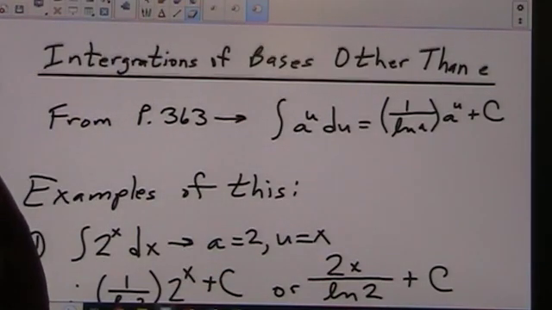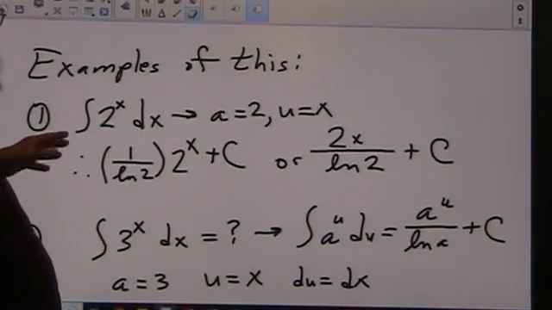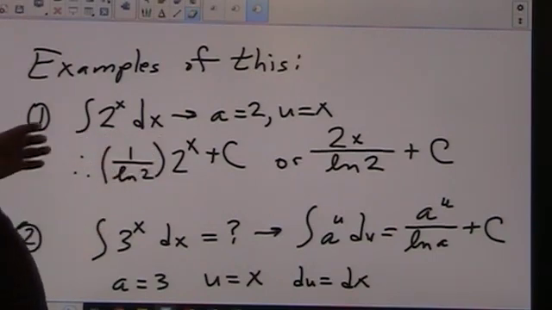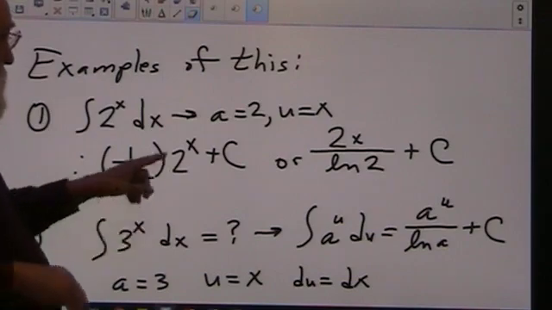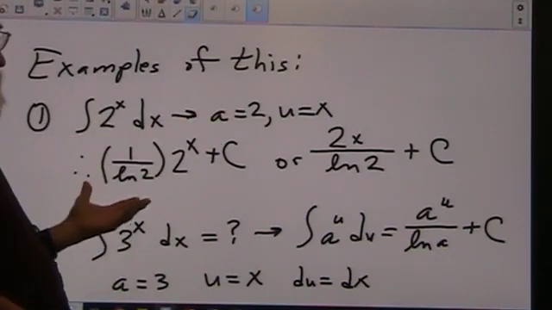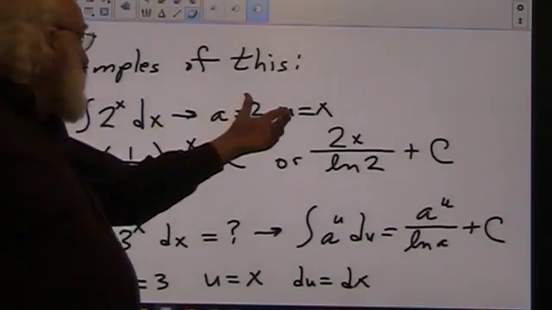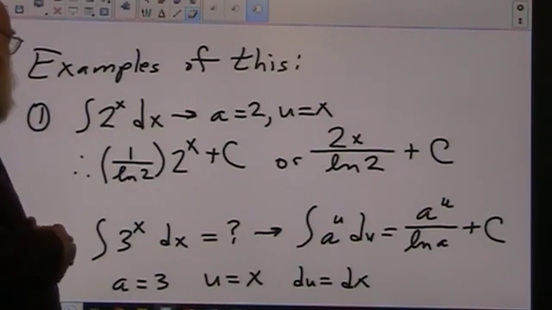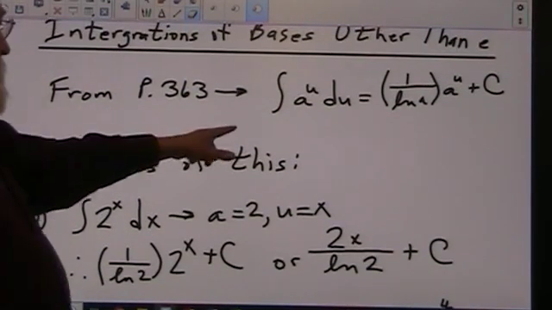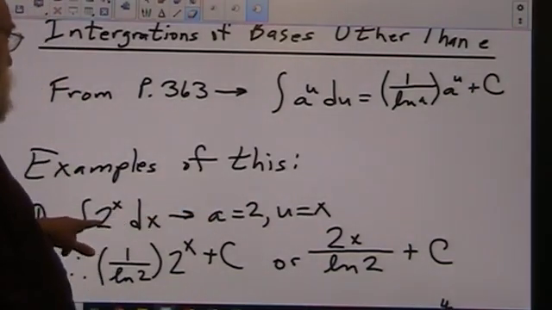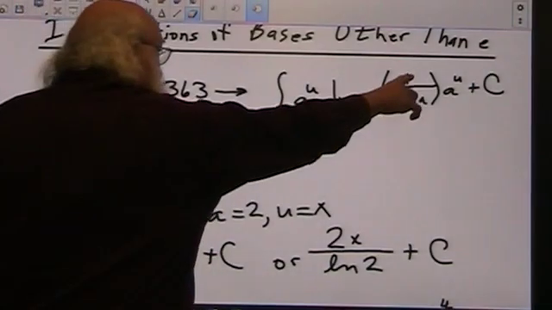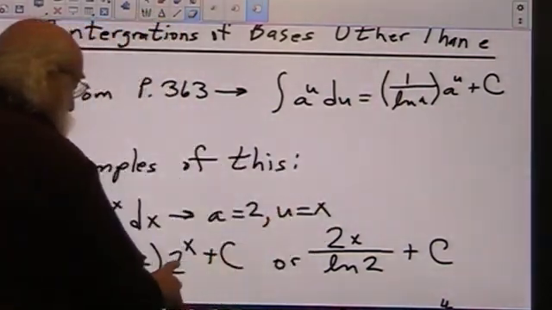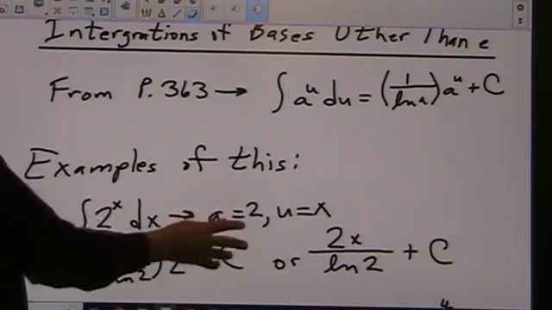And so it's like using the chain rule, if you will. So let's look at some easy examples of this. Start with number 1 here. We have the integration of 2 to the x power dx, and the base here is 2, and x is our u. So u is equal to x, which means du equals dx, which you can figure out. Using this formula, where a here is 2, this gives us 1 over natural log of 2 times a to the u power, so it's 2 to the x power plus c.